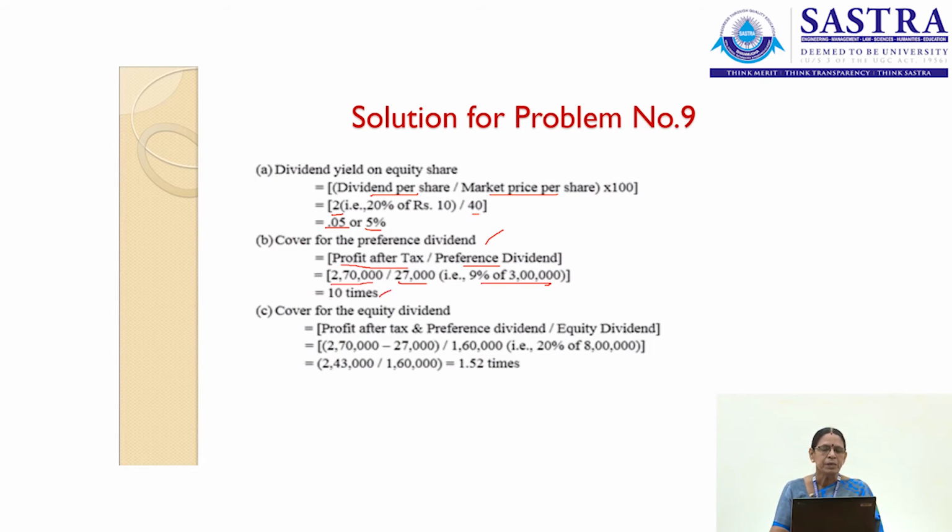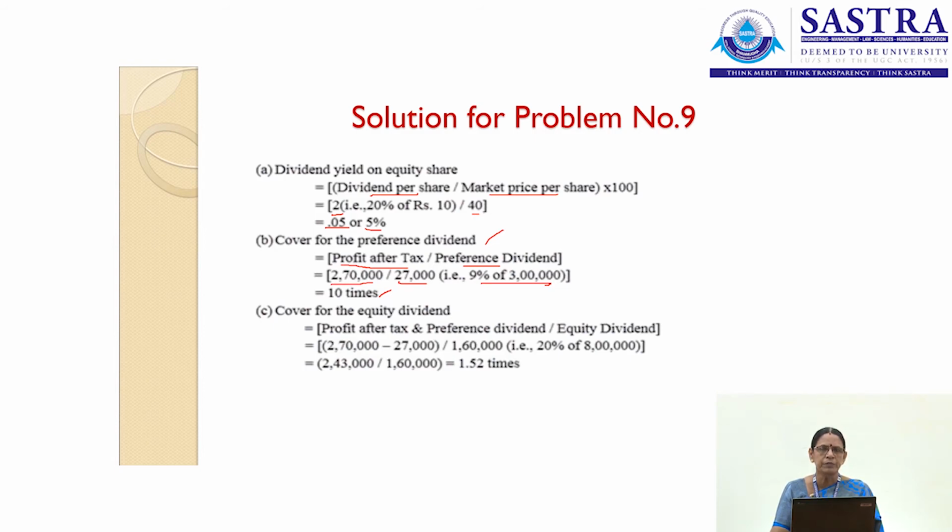That means the profit after tax 2,70,000. With this profit, we are able to cover the preference dividend of 27,000 for 10 times. So, 10 times the company is able to pay the preference dividend.